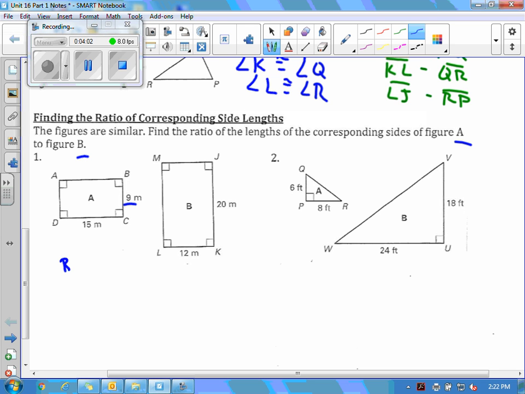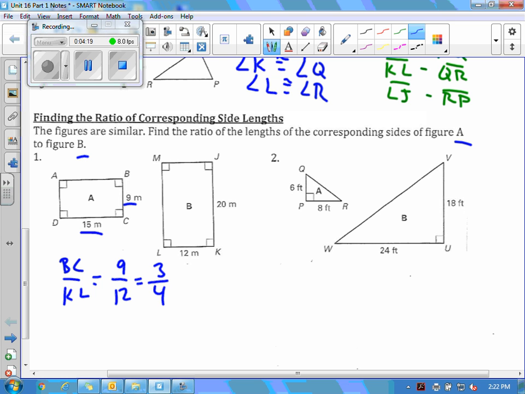So I know that BC, ABCD, is going to match up with JKLM. So that means it's going to match up with KL. So I can do BC over KL, because those are corresponding sides. So that would be 9 over 12, which I could just reduce to 3 over 4.